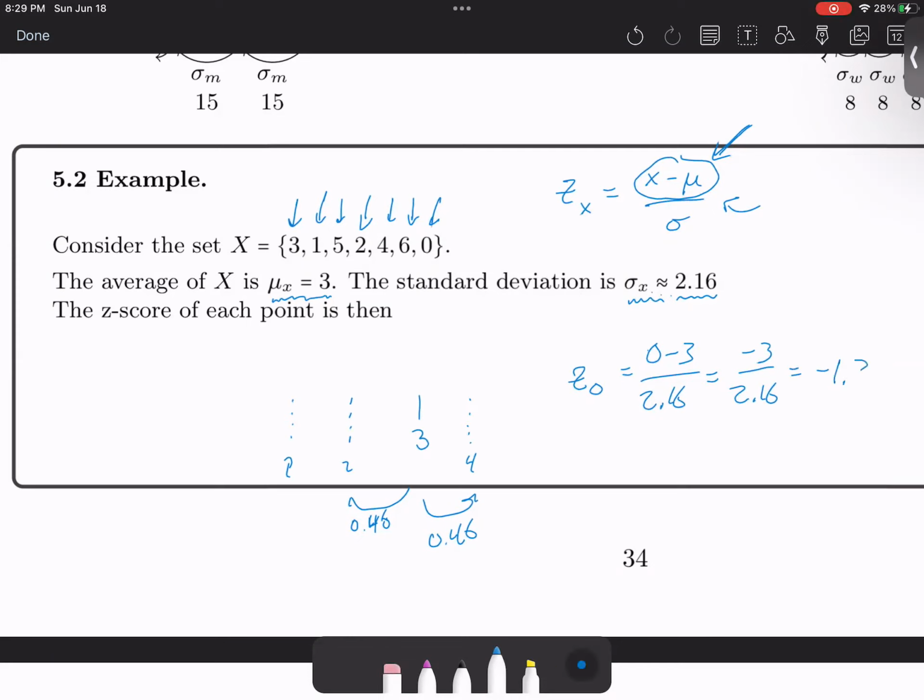Minus 1.39. All right, and notice all of these z-scores are unitless because as soon as we construct this ratio right here, x minus mu divided by standard deviation, because x and mu and standard deviation all have the same units of measurement, that's a ratio, it doesn't have any units.